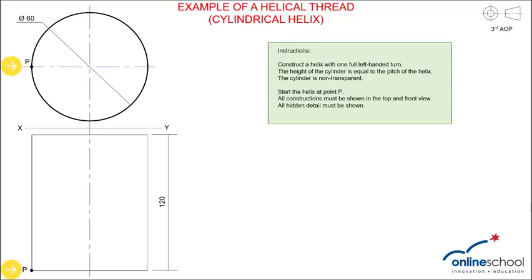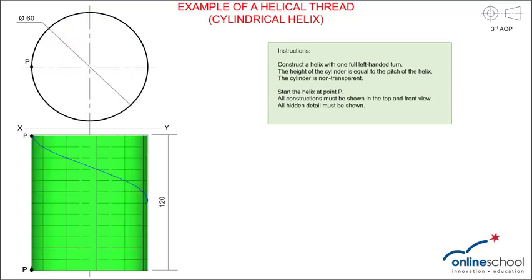Start the helix at point P. Point P is at the bottom left of our cylinder. It's going to do a left-handed turn. As we have learned from our previous sessions, if the starting point is at the bottom, when we do our constructions, the numbering will go in the opposite direction.